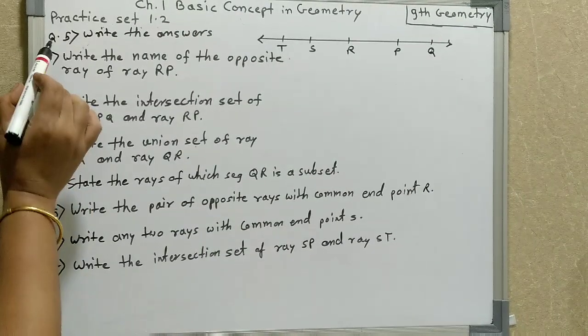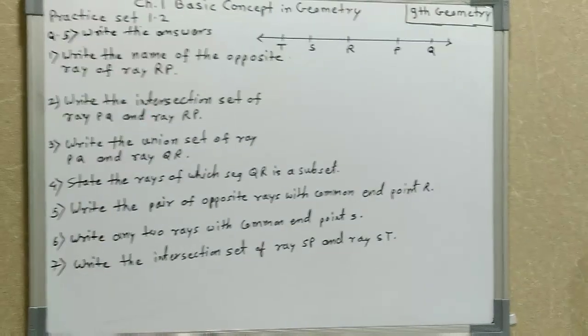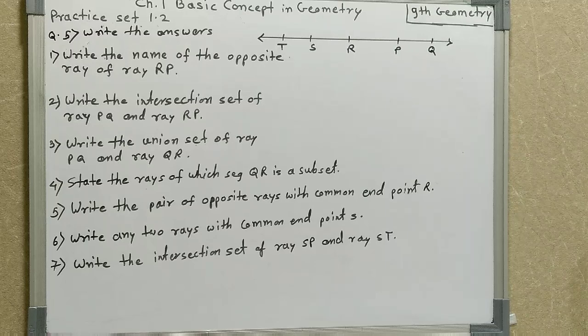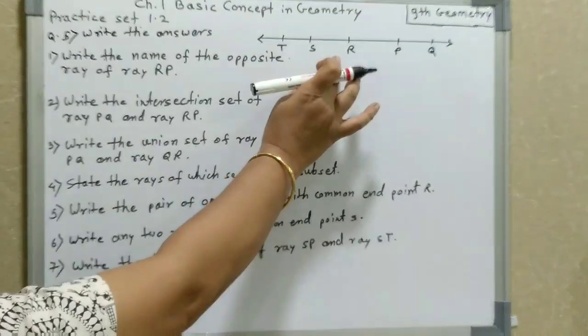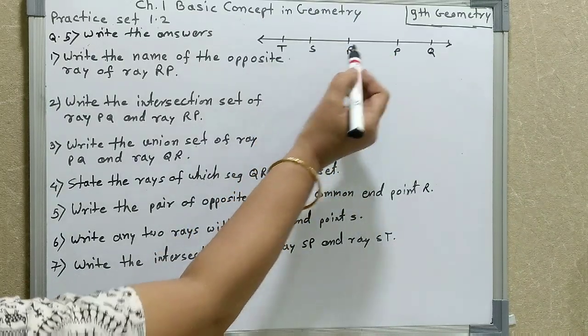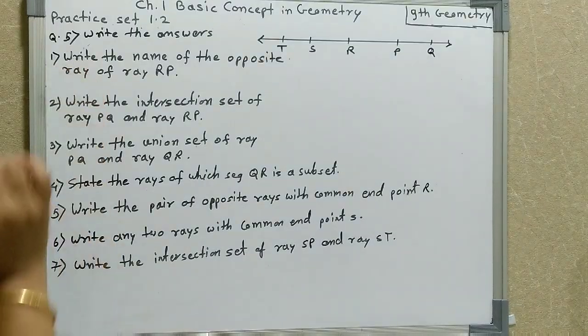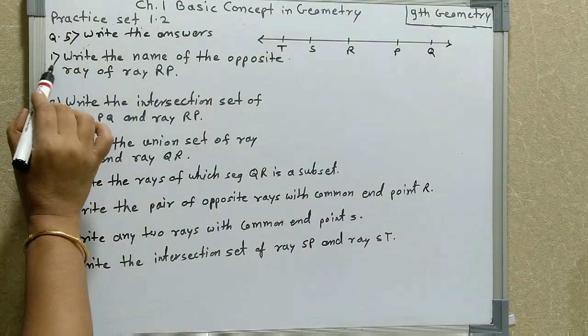Now we see the next question. Question number 5. Write the answer to the following questions with reference to figure 1.13. This figure is given in your textbook. See in this number line, there are the points T, S, R, P, Q. Now here are 7 questions. So we see the first question.